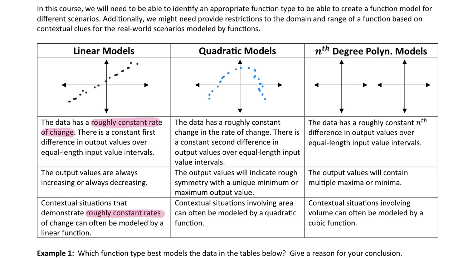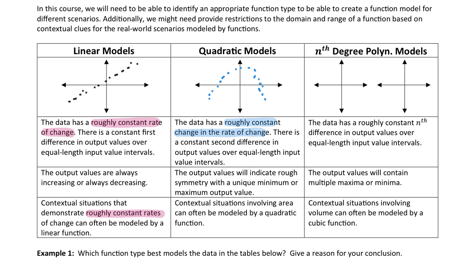So when we're looking at quadratic data, we would see that the data has roughly constant change in the rate of change. Same vibe as before, but it's not going to be perfect. It's going to be a rough constant change in the rate of change, okay? Or a rough constant second difference when we have equal length input value intervals.